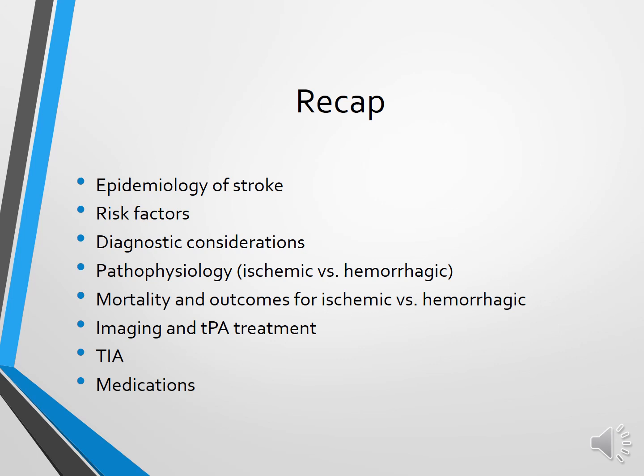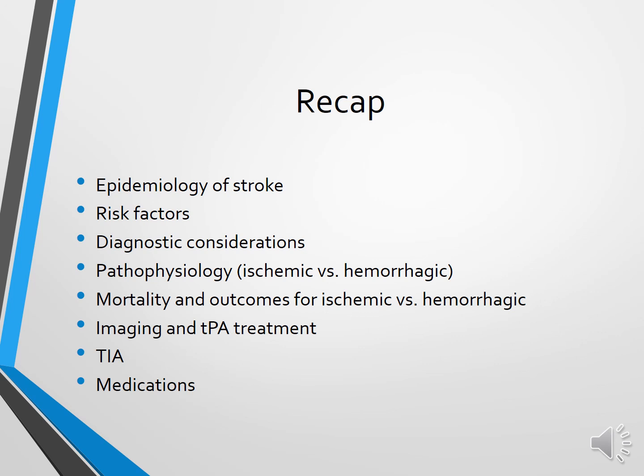We looked at some diagnostic considerations for stroke, the pathophysiology, is it ischemic versus hemorrhagic. For mortality, remember that hemorrhagic strokes have a much higher mortality than ischemic, but both ischemic and hemorrhagic have the same functional outcomes. Imaging is important to know what type of stroke it is. If it's an ischemic stroke, TPA treatment within that first 3 hours may be recommended or indicated.